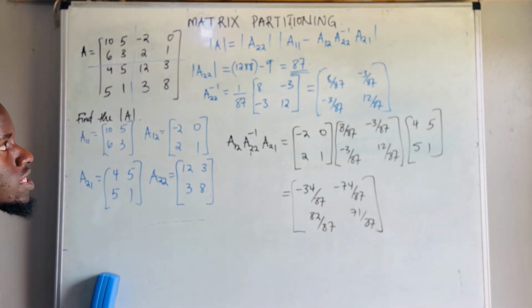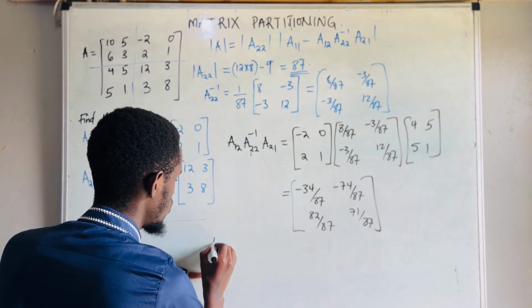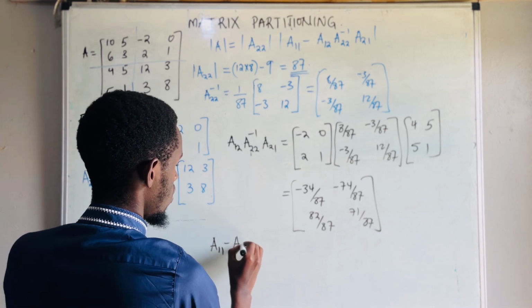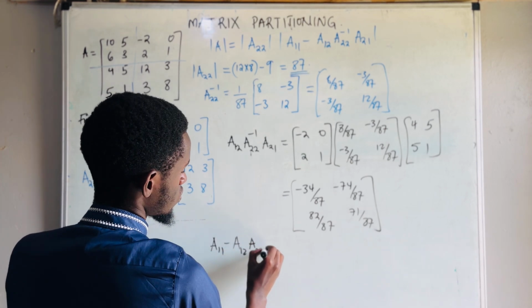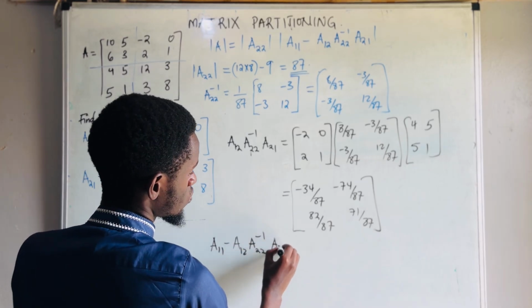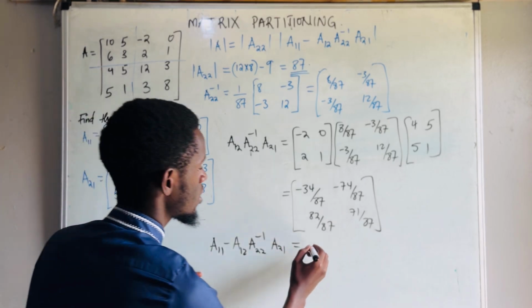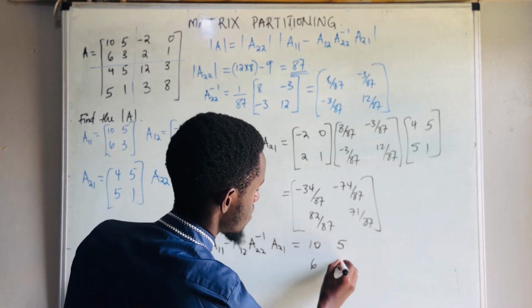Now our step is subtracting from the A11. Then you need to get A11 minus the answer I've got here. It is A12 times the inverse of A22, and then A21. Now get the answer here. We just have subtraction. A11 is 10, 5, 6, 3.